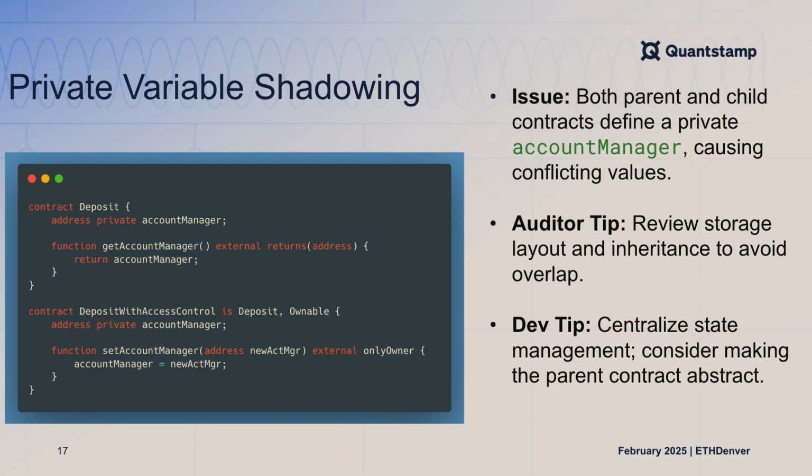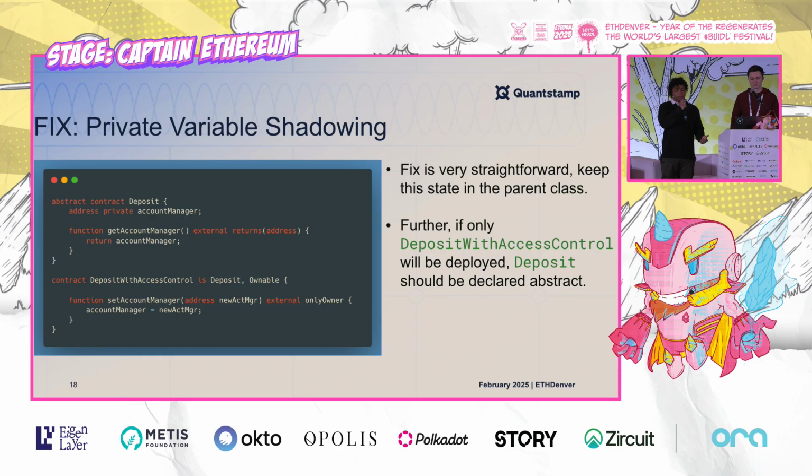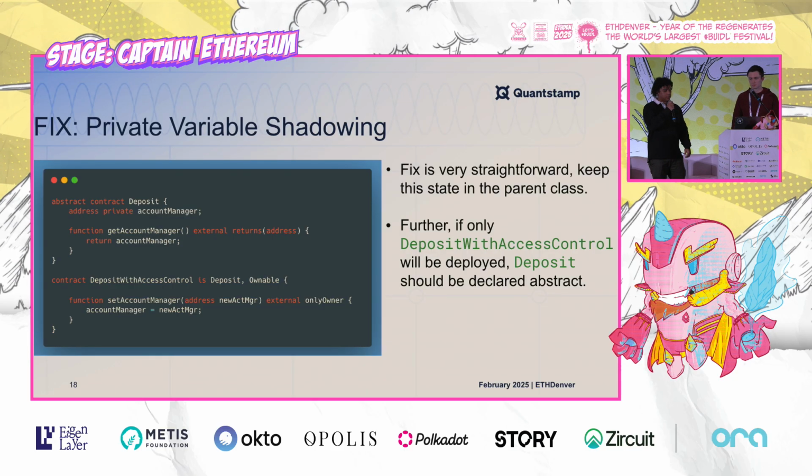And quite frankly, the issue with the code that we were auditing here was that deposit, this parent contract, was never meant to be deployed as a standalone contract on its own. So the devs should have just declared it as abstract to be only inherited, and then we could just isolate the storage only into that abstract contract, so there's only one account manager ever being referenced throughout the system.